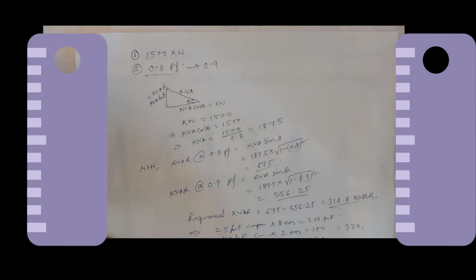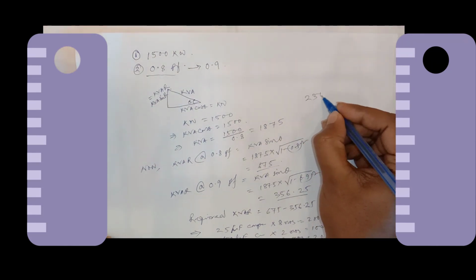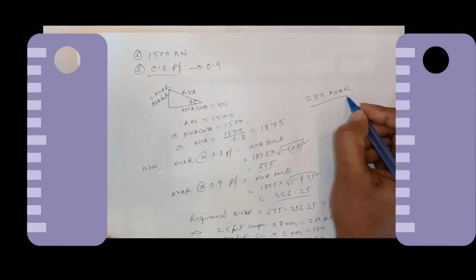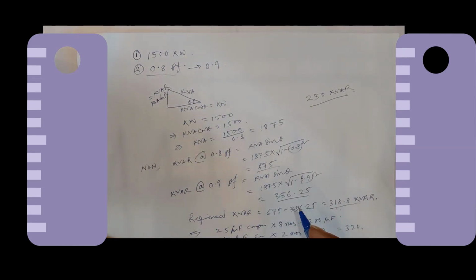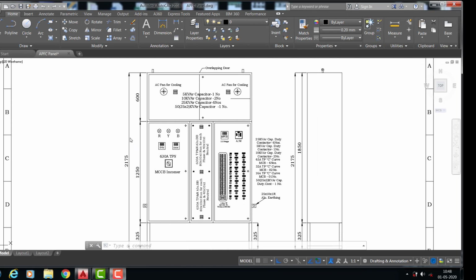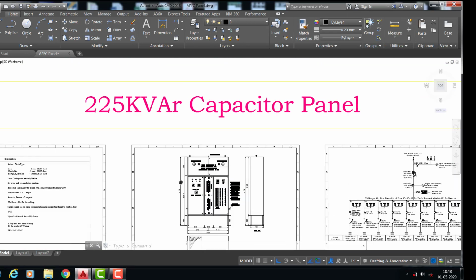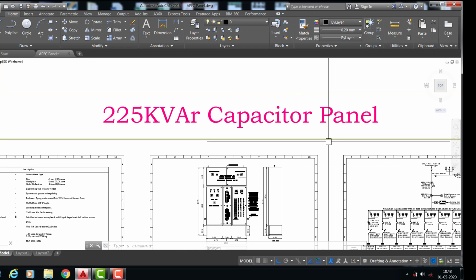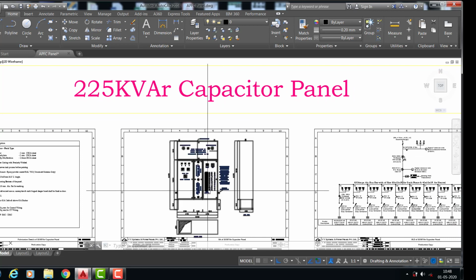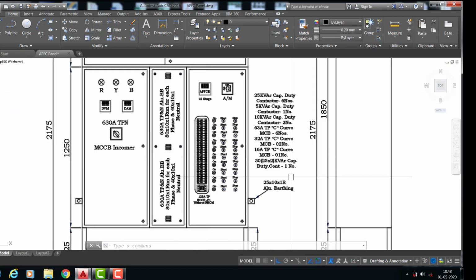So I will show you a practical demonstration that I have made for a particular project, where I required 250 kVAr reactive power to balance the reactive load and to reduce the electricity bill for my plant. So next I will show you the project that I have made. My requirement was a 225 kVAr capacitor panel. I have made this project for a particular client, and this is how a capacitor panel looks like.